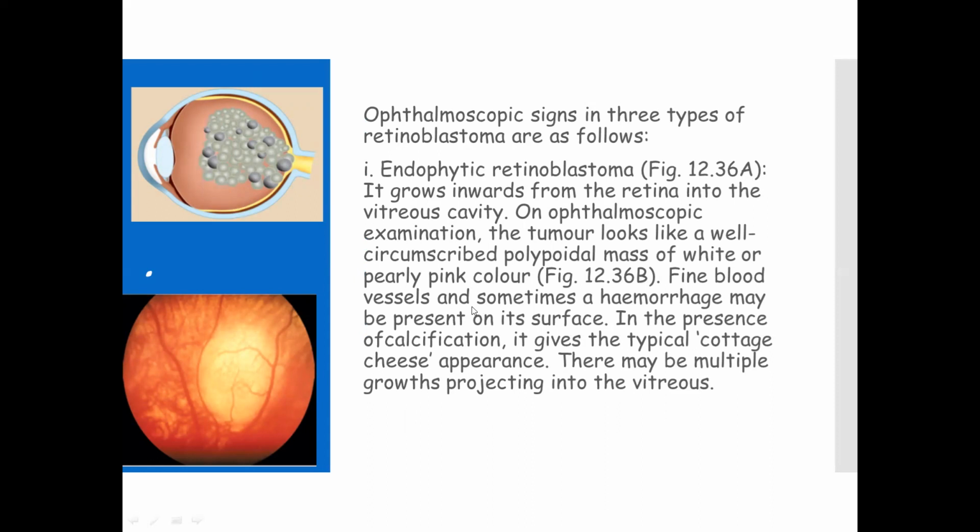Then on ophthalmoscopic examination, the tumor looks like a well circumscribed polypoidal mass of white or pearly pink color. You're able to see this. Then fine blood vessels may be present on its surface. And in the presence of calcification, it gives the typical cottage cheese appearance, and there may be multiple growths projecting into the vitreous. So this is what we're talking about, the fine blood vessels that are present here.